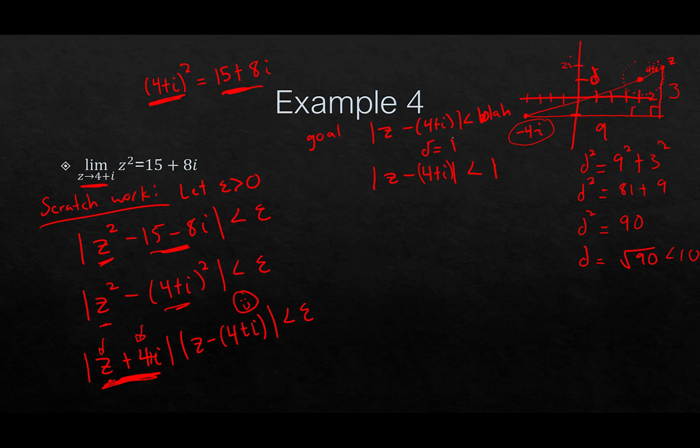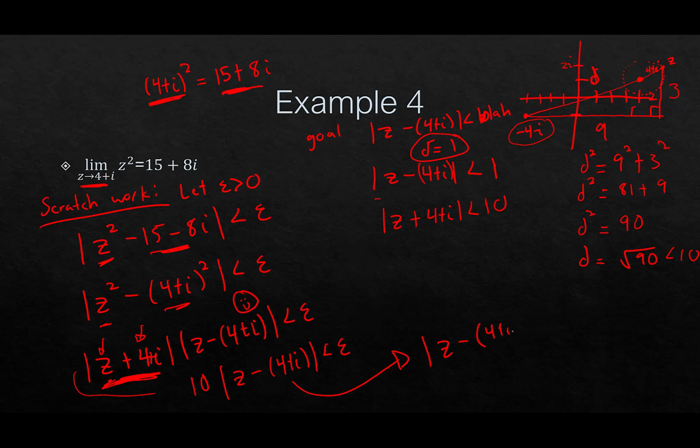So we know that if delta is equal to 1, then we have that the absolute value of z plus 4 plus I is less than 10, using again the Pythagorean theorem in this triangle. So going back to our inequality, let's replace this with a 10, and then we become super happy. So our inequality will simplify to the absolute value of z minus quantity 4 plus I less than epsilon over 10.